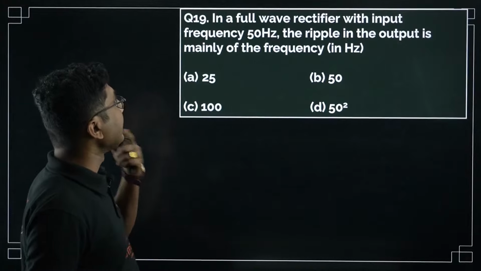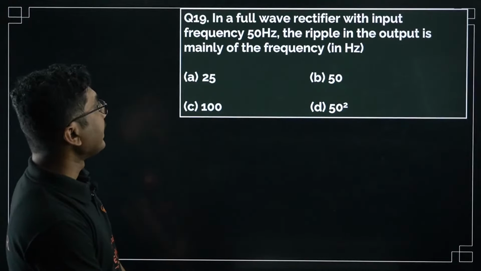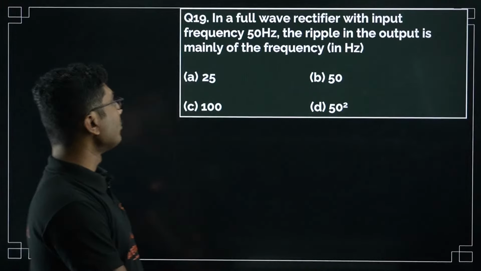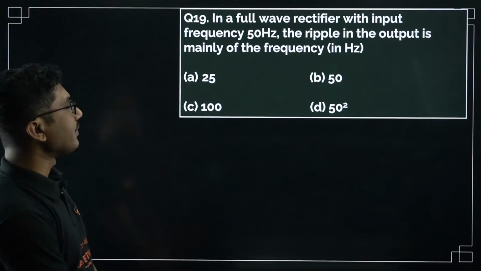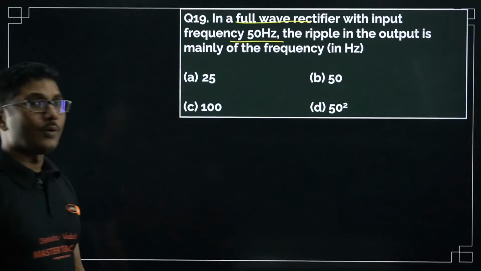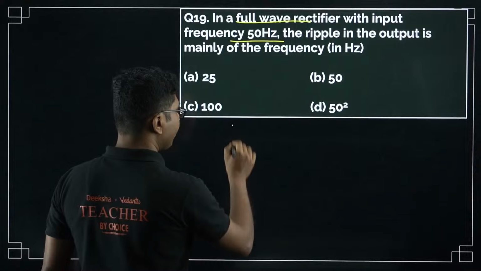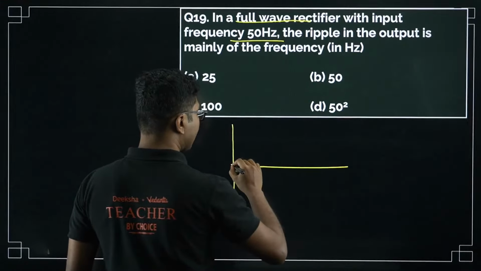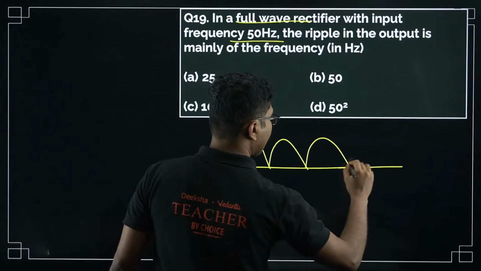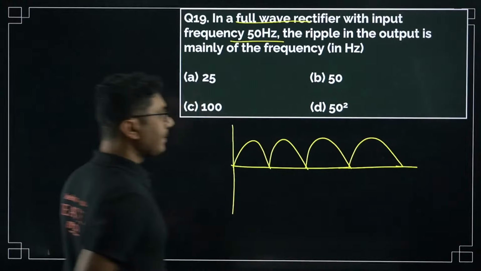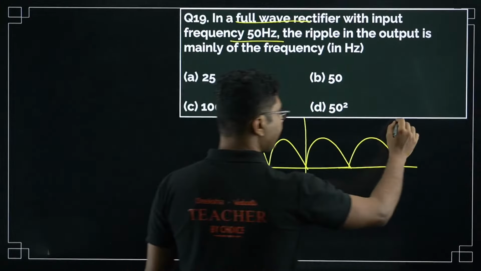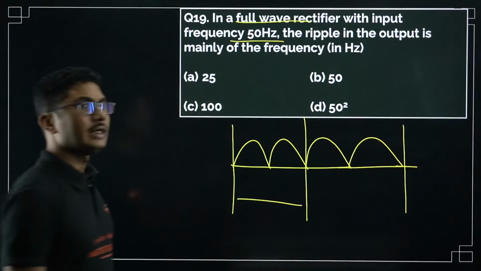Now next question. In a full wave rectifier with the input frequency 50 Hz, the ripple in the output is mainly of the frequency in Hz. So in a full wave rectifier the frequency is 50 Hz. What is the ripple frequency? If you remember, in a full wave rectifier this is the pattern. So 50 Hz refers to this only. This is the 50 Hz frequency. So what is the ripple frequency?